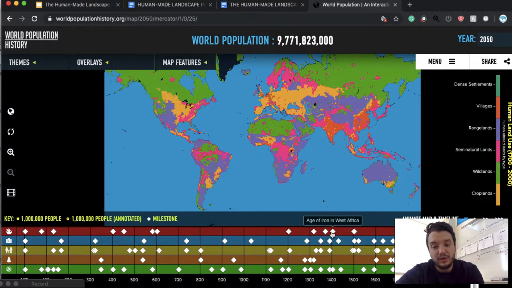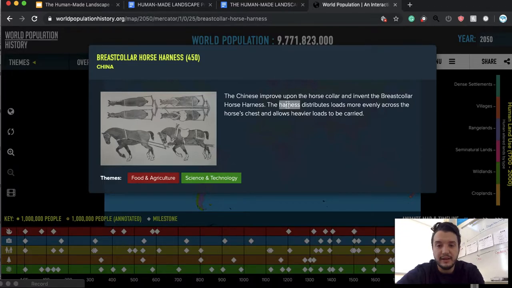Okay, so let's say here at the beginning, I find the breast collar horse harness. The Chinese improve upon the horse collar and invent the breast collar horse harness. The harness distributes loads even more across the horse's chest and allows heavier loads to be carried. If I feel like this is something that's related to changing Earth's surface, this could be something that I choose. If I don't feel like it's related to changing Earth's surface, then this is something I probably wouldn't choose.